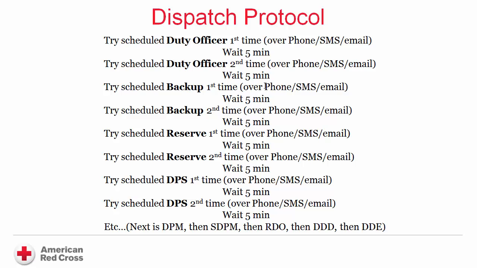That person can be contacted by either phone, SMS, or email, and that is determined by them as they update their own personal preferences. If one of these positions is left blank, the system will skip it and move to the next person listed down the list.